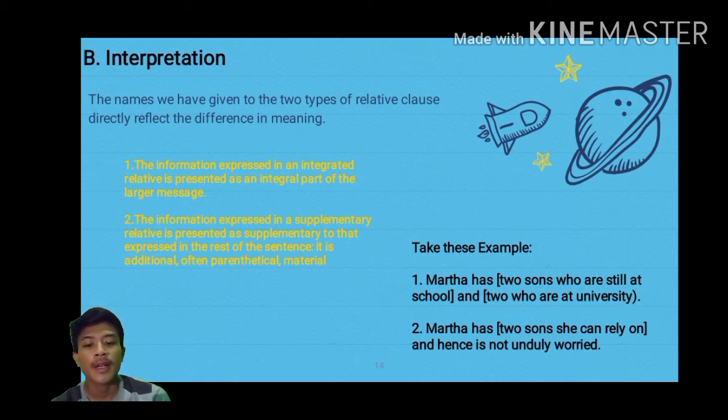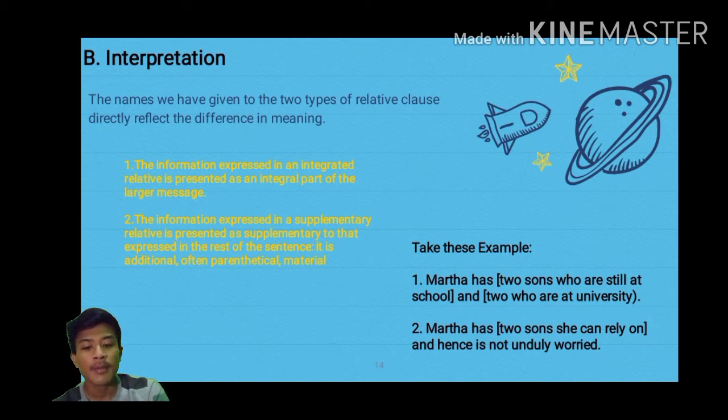On the basis of this kind of contrast, the two types of relative clause are traditionally called restrictive, or sometimes defining, and non-restrictive or non-defining, respectively. We don't use these terms because they are misleading. The integrated relative is not always restrictive, in the sense of picking out a subset of the set denoted by the head noun. Take this example.